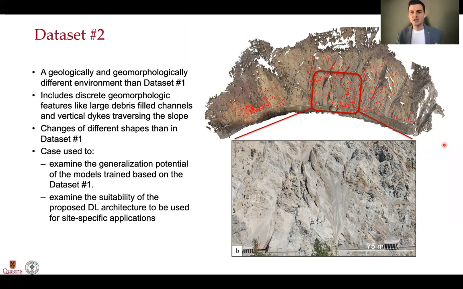And this dataset was used for two reasons. The first reason was to examine the potential of generalized applications of a model that was developed based on the database from dataset 1, on the clusters coming from dataset 1, which totally failed in the application. And the second reason was to examine the suitability of the proposed deep learning architecture to be used for site-specific applications, meaning the ability of this model to learn something useful again from another site.